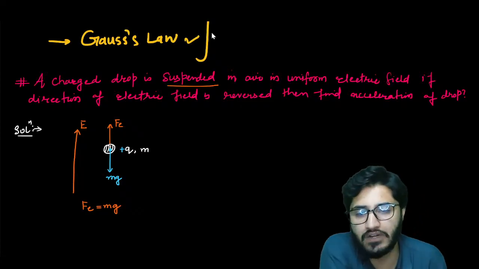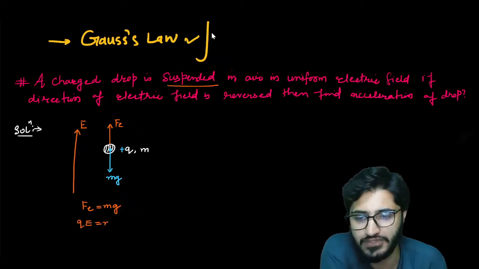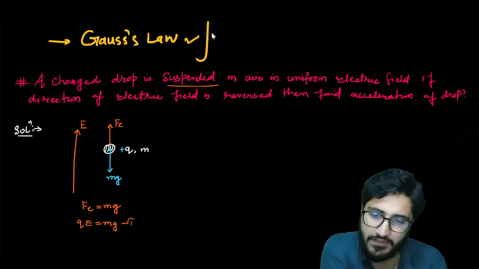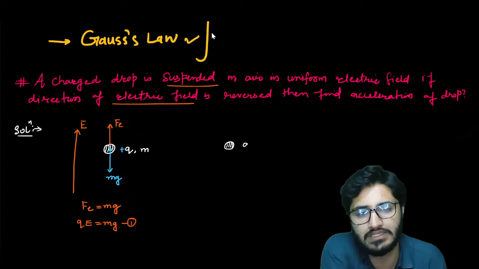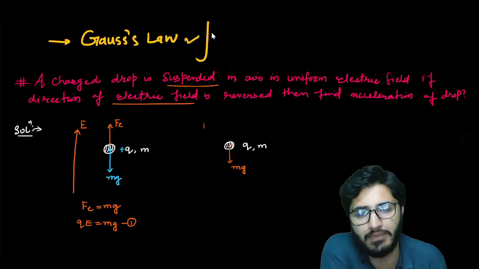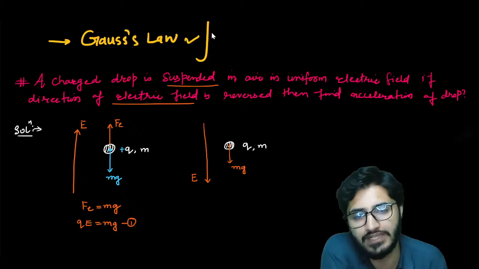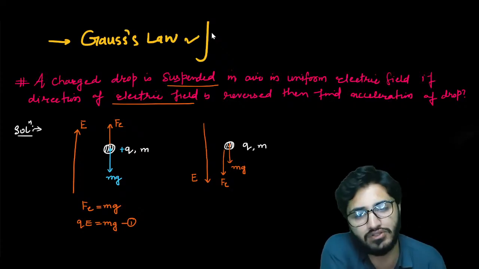So what is electric force Fe? I can write electric force, charge into electric field, is equal to mg. First equation. Now second, if the direction of electric field is reversed. Look here, this is my charged particle with the same charge q and mass m. My forces are mg acting downwards and my electric field is acting downward, which means Fe should always act in the same direction as the electric field.